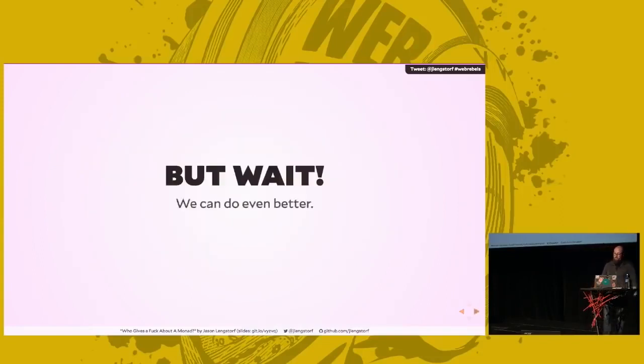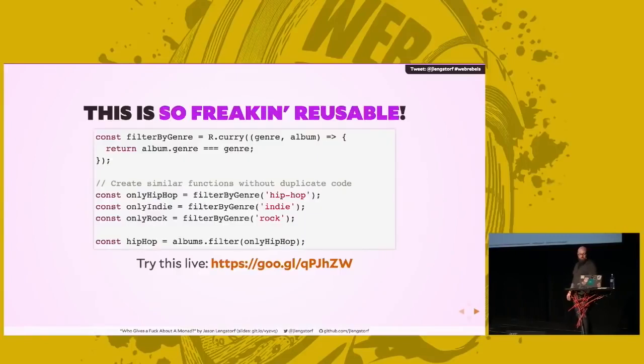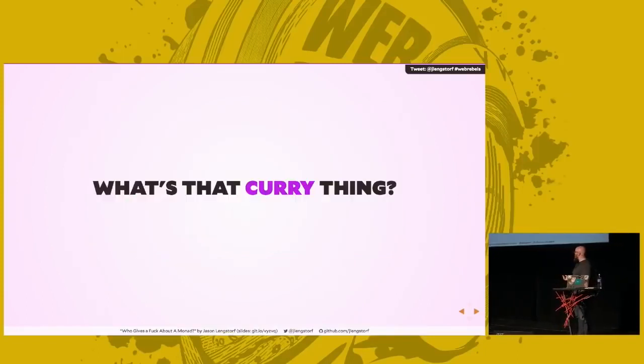But this gets more powerful, because we can make this even more useful. What if we wanted to allow our users to sort by genre arbitrarily? Well, we can take our initial filtering function and run something called curry, that I'll talk about in just a second, and then we can build our different filtering functions just by calling filter by genre with the genre that we want. And then hip hop is albums, filter only hip hop, right? Super useful. But what's that curry thing?